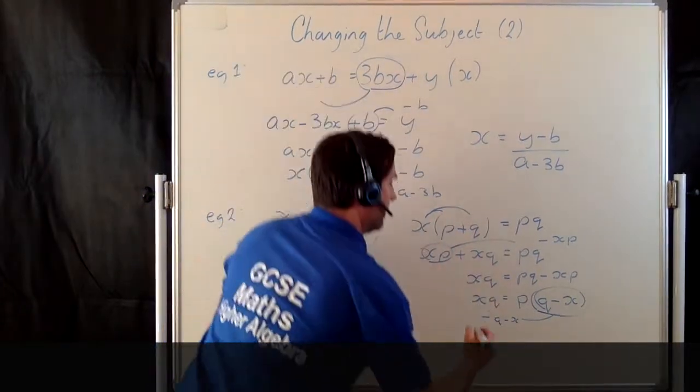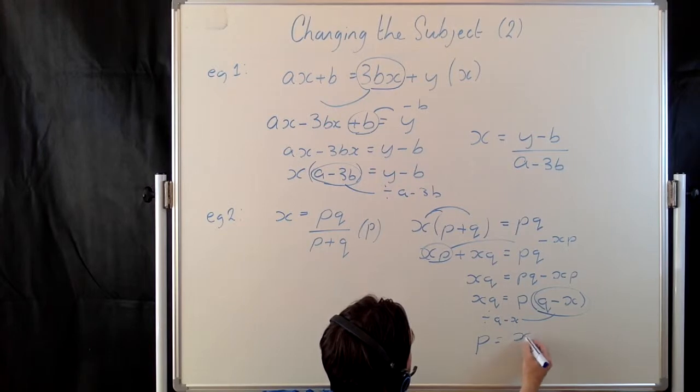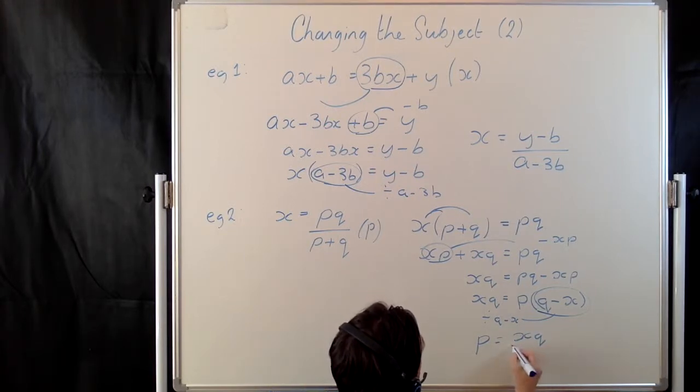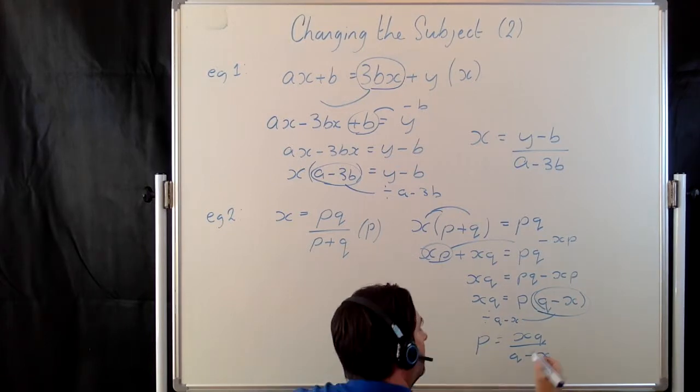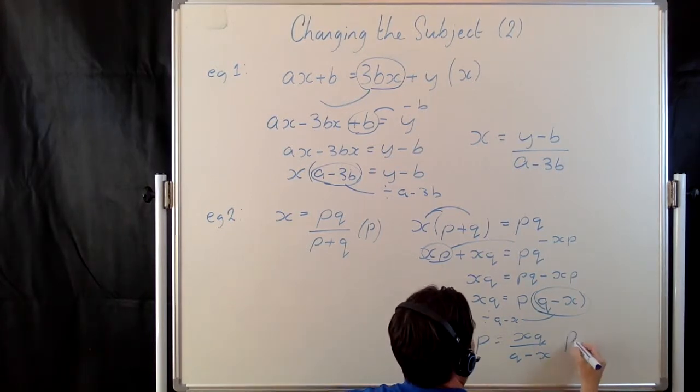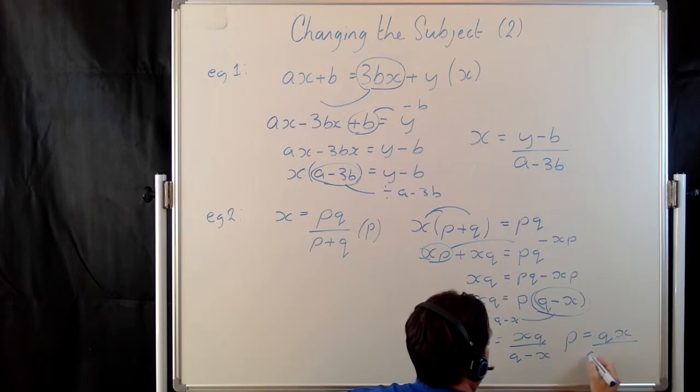That's going to leave me with, just down the bottom here, p equals xq over q minus x. We do usually write that the other way around, so it'll be p equals qx to put it in alphabetical order, and that's going to be over q minus x.